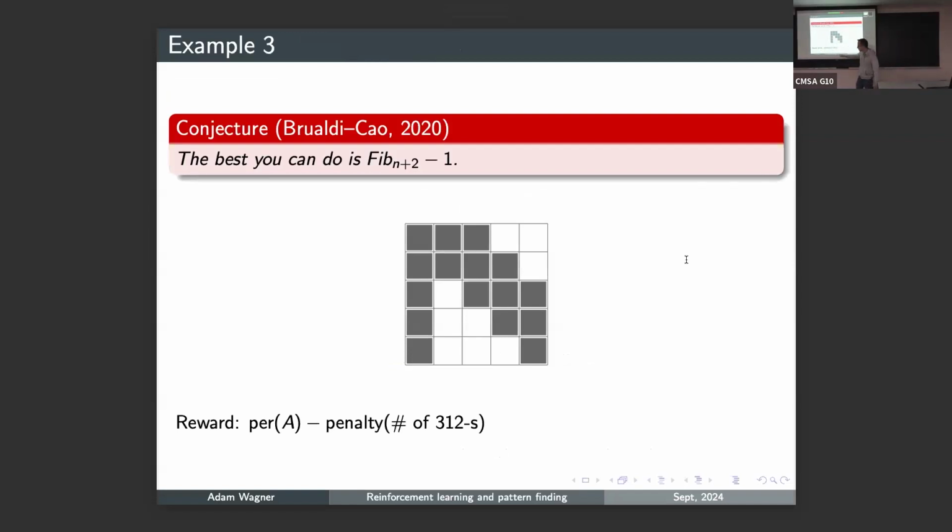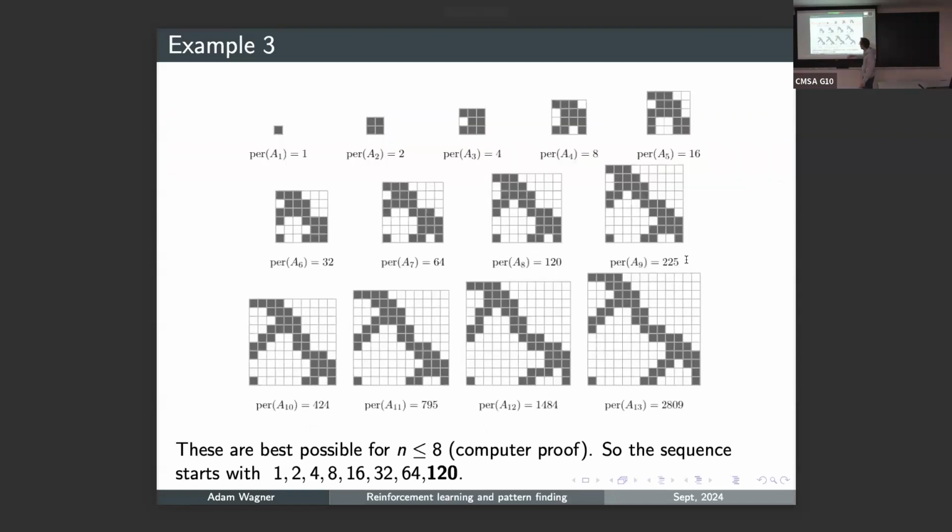If you do it this way, you just have to make sure that the penalty is big enough. Otherwise, the network might learn that it's beneficial to include some of these forbidden copies because the gain you get in the permanent outweighs the loss you get in this penalty function. And then you end up solving a different problem. As long as you avoid this, it works. And it turns out the best constructions are something very, very different from what was in the conjecture. And you also have this really funny initial sequence of numbers where it starts out with powers of 2 that breaks down only at n equals 8 for some bizarre reason that I don't know anything about.